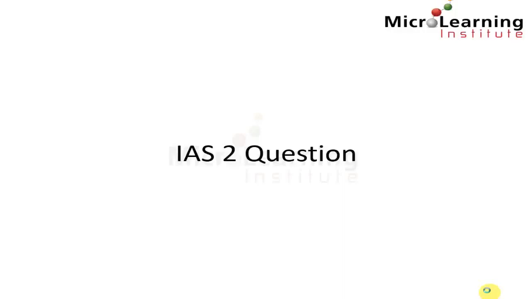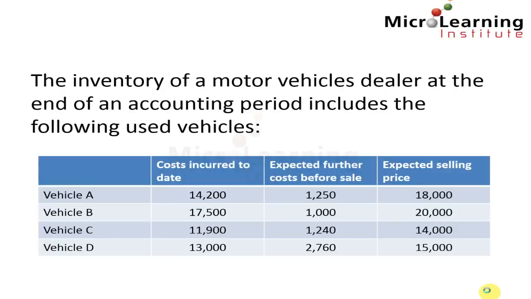In this short tutorial we're going to do a question that will illustrate the fundamental principles of IAS 2 inventories. In this question we look at the inventory of a motor vehicle dealer at the end of an accounting period, and this inventory includes the following used vehicles. Now we can see from the table that there are 4 vehicles, vehicle A, B, C and D.